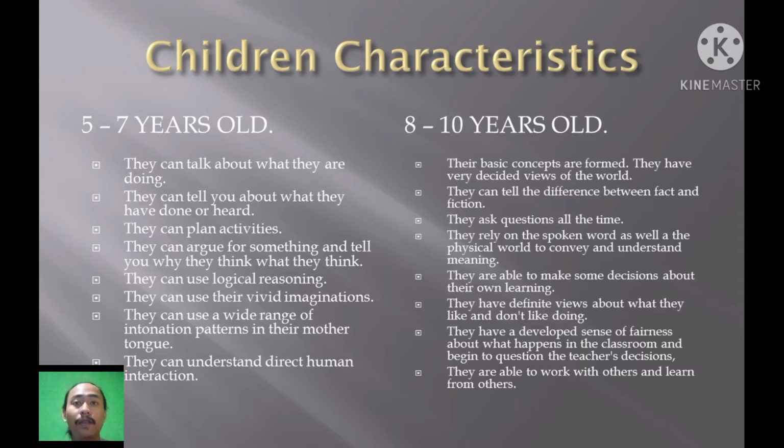The first one is that they can talk about what they are doing. For example, when they read a book that they don't understand, they discuss it with their parents, or they tell what they are doing. They can also tell about what they have done or heard. They could also plan activities. They could also argue for something and tell you why they think that.